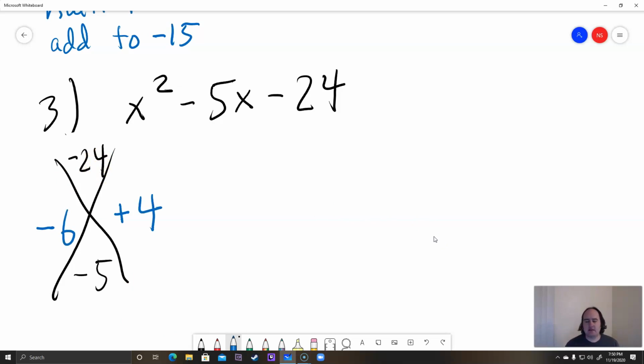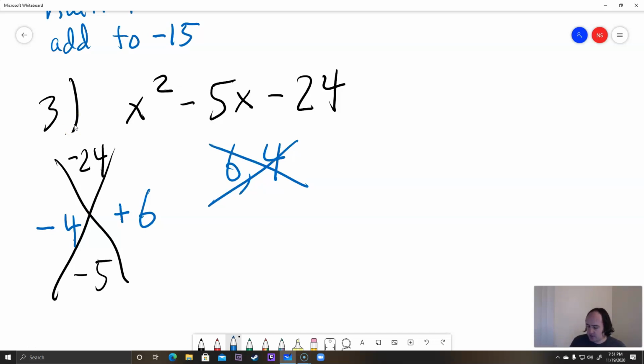Well, if we do negative 6 and positive 4, negative 6 plus 4 is not negative 5, so that did not work. And also if we do negative 4 and positive 6, we get 6 minus 4 is 2, so that's also not negative 5. So what that means is 6 and 4 does not work. So we need to think of two other numbers that multiply to 24. Well, 8 times 3 is 24. So let's try 8 and 3.